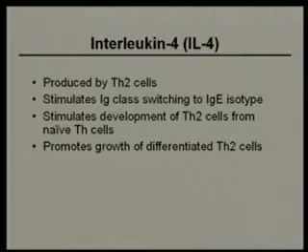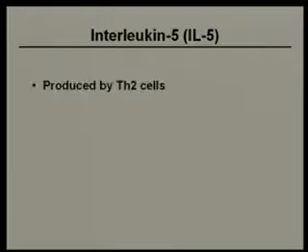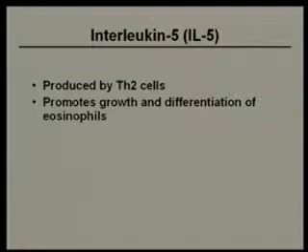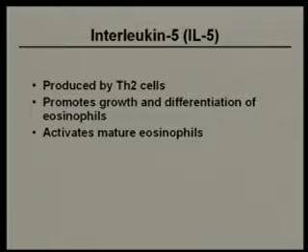And this is basically restated here, promotes growth and differentiation of Th2 cells. Now we'll see interleukin-5 is one of the last ones. Again, this is produced by Th2 cells. In addition to being produced by Th2 cells, one of the main functions of this is to promote the growth and differentiation of eosinophils. So this can activate mature eosinophils.